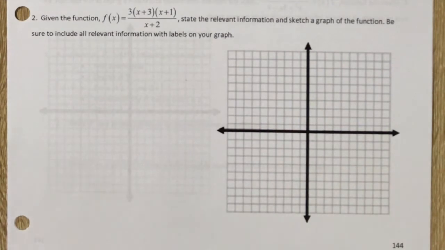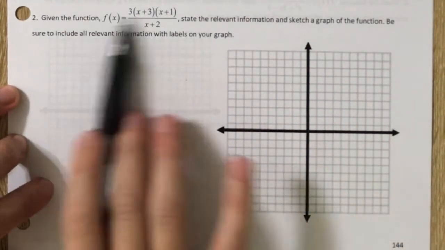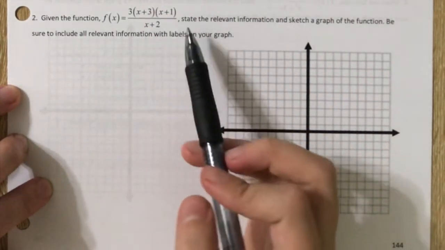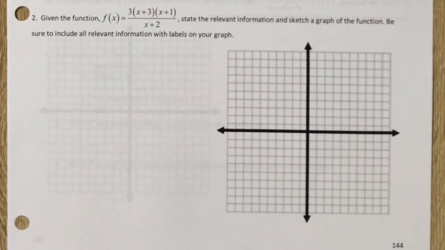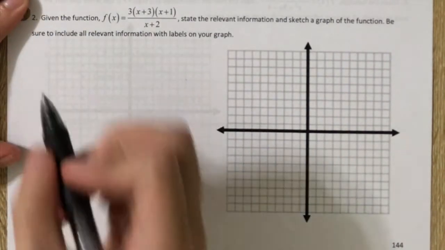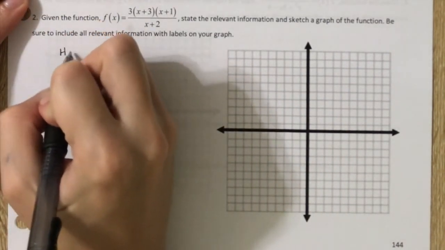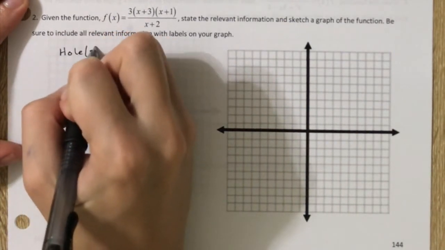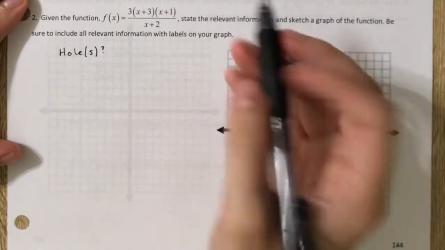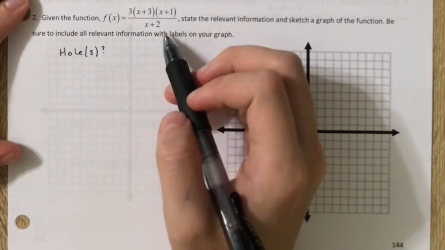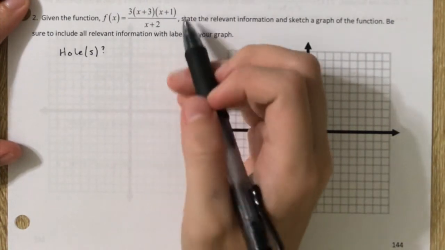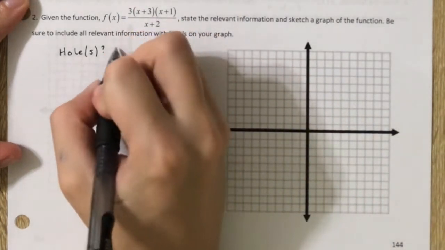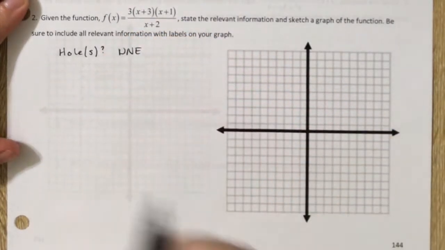Okay, let's start with number 2 here. We're given this function, f of x. We're asked to state the relevant information and then graph. We're not told exactly what the relevant information is, so we need to keep that in mind. The first thing that comes to mind is holes. Do we have a hole here? How did we find holes? It was the repeated factors. If we had the same factor in the numerator and the denominator, then that would give us a hole. We don't have that here, so we have none of those, DNE.